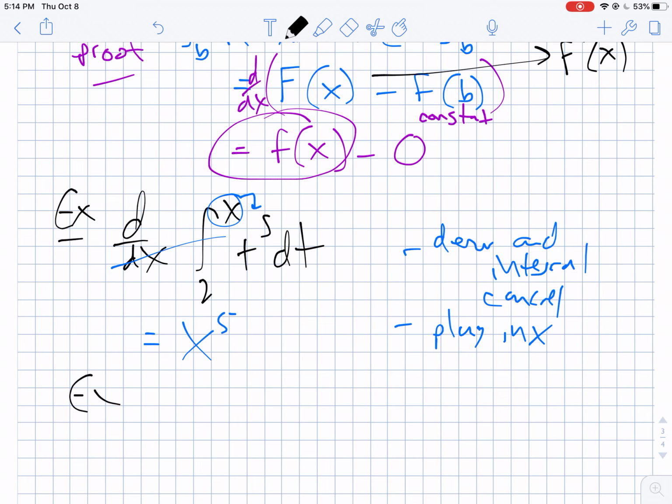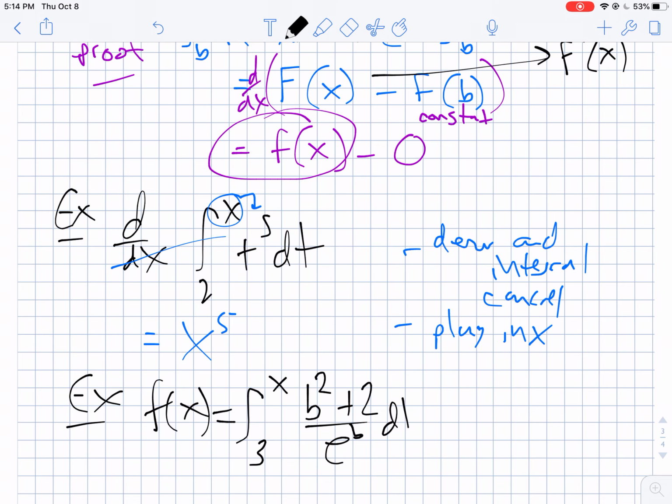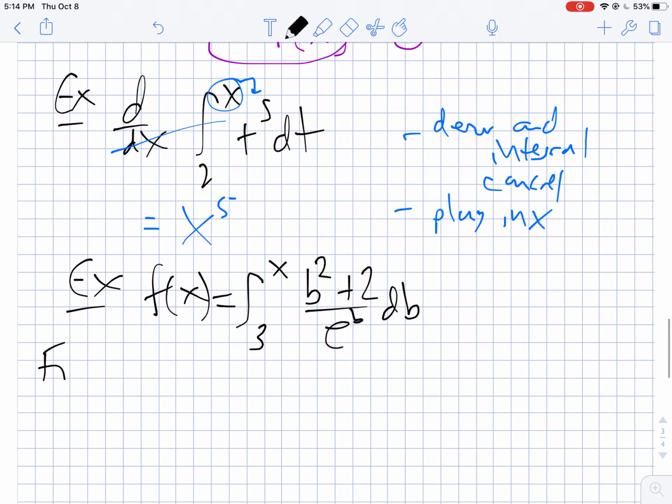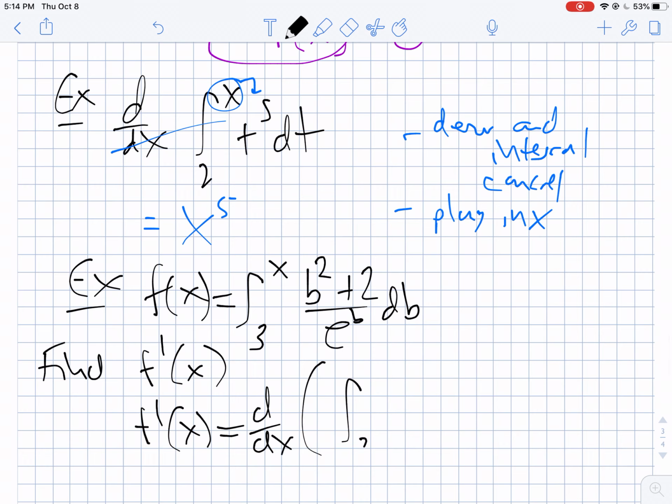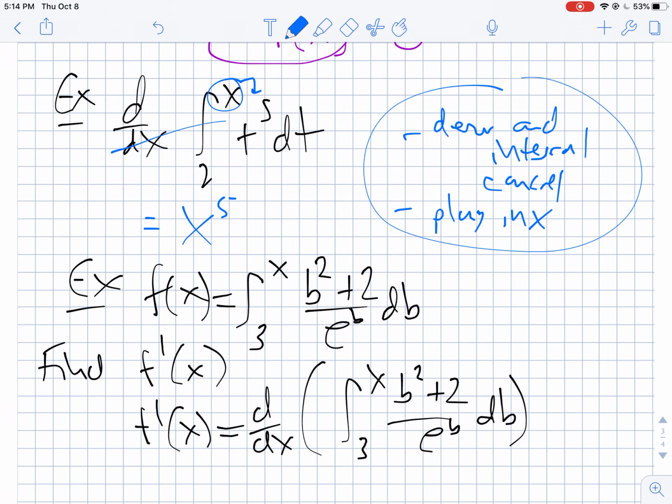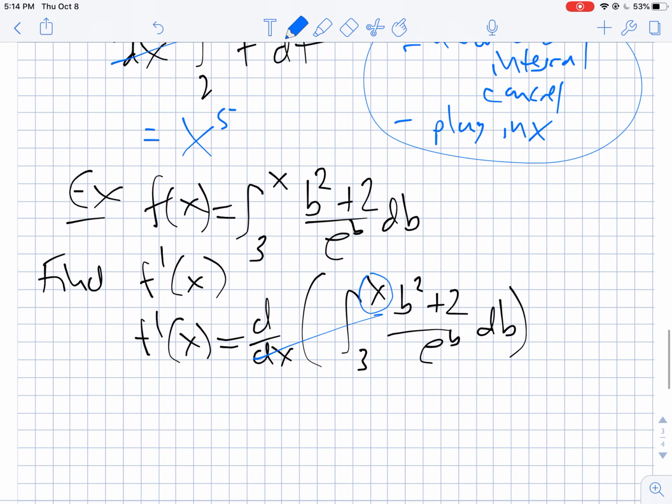Another place you'll see them, they might say, for instance, f of x equals the integral from 3 to x of b squared plus 2 over e to the b db, and then ask you to find f prime of x. So f prime of x is going to be the derivative of f of x, the derivative of the integral from 3 to x of b squared plus 2 over e to the b db. I'm going to use these same two steps. The derivative and the integral cancel, I just take that x and plug it in. So I'm just going to get x squared plus 2 over e to the x.